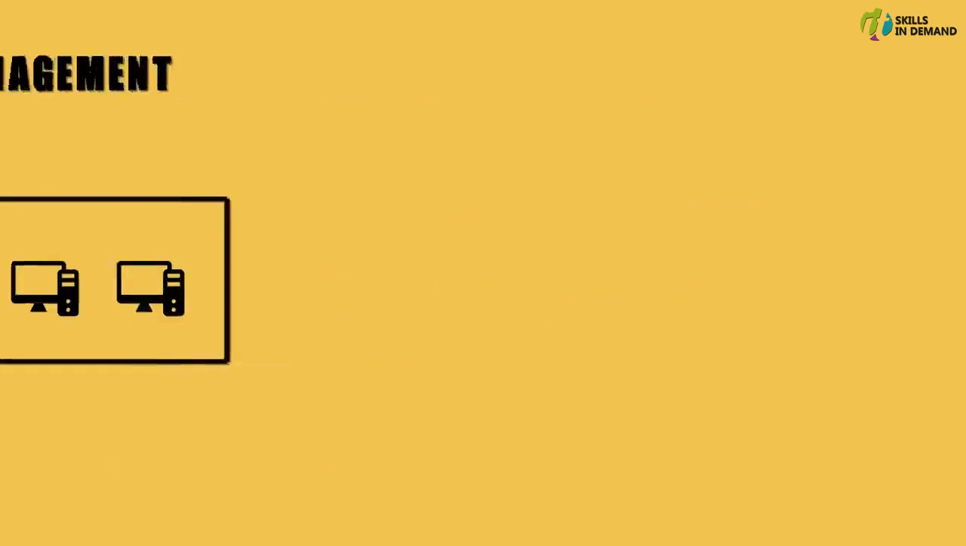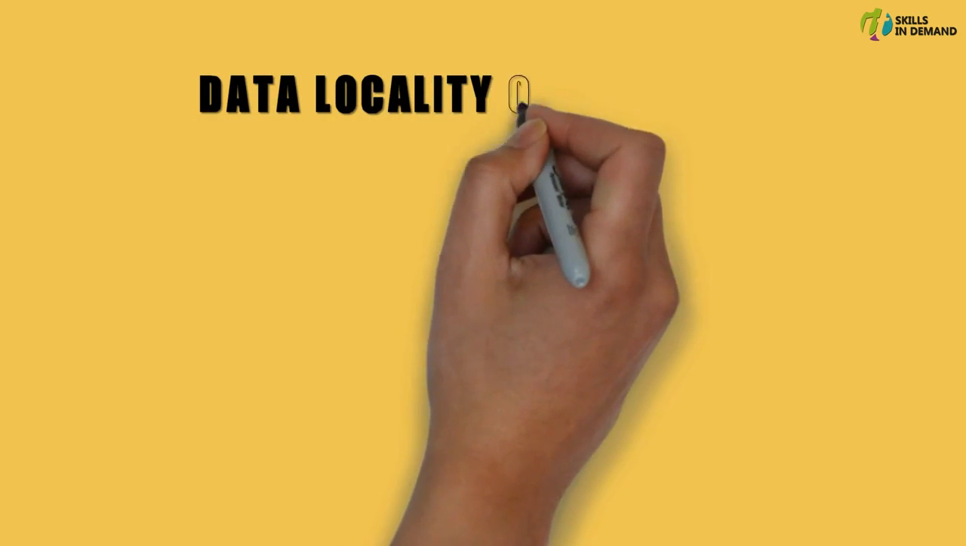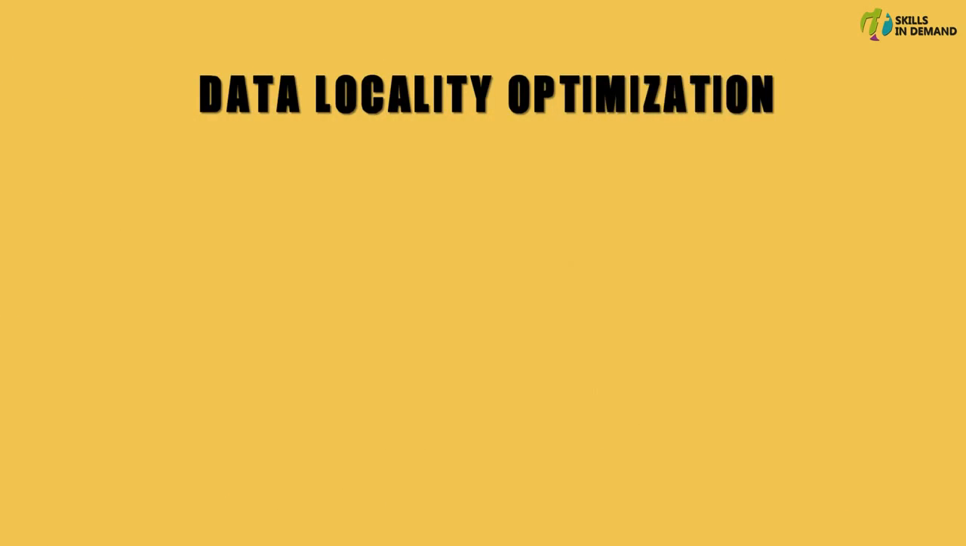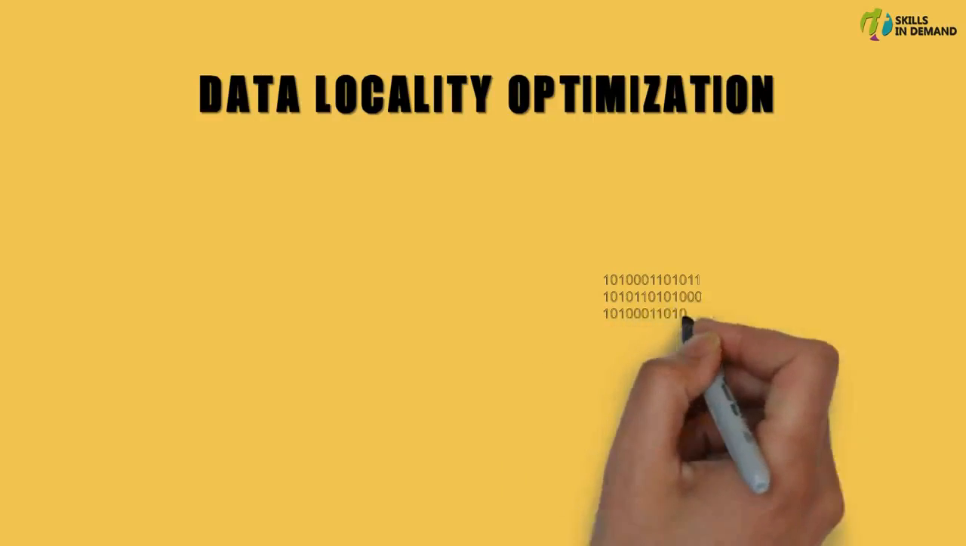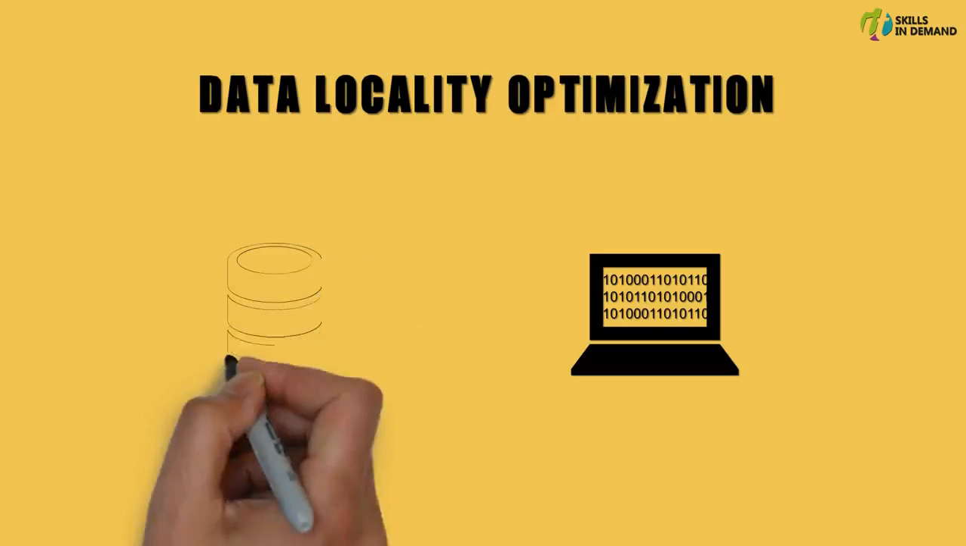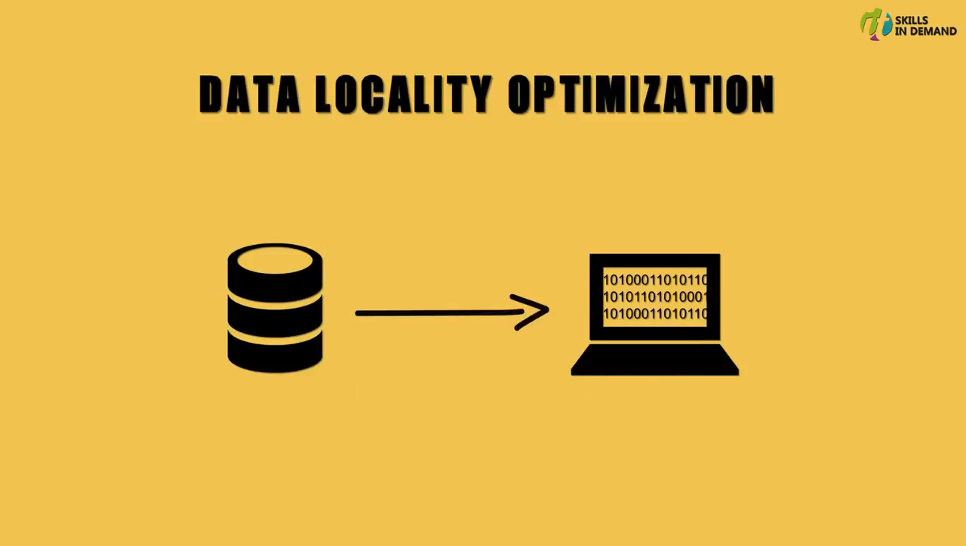The next important feature on the list is data locality optimization. It is one of the most important features offered by the Hadoop framework. Let us try to understand what actually it does. In a traditional approach, whenever a software program is executed, the data is transferred from the data center onto the machine where the program is getting executed.